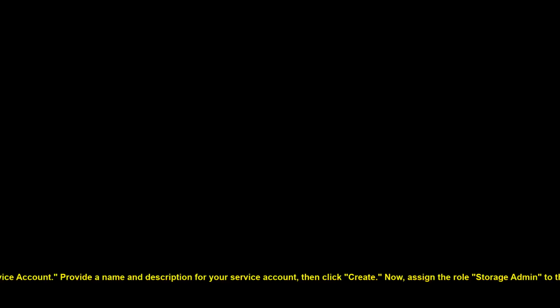Now, you'll need to create a service account for script access. Navigate to the IAM and Admin section in the Google Cloud Console. Select Service Accounts and click on Create Service Account. Provide a name and description for your service account, then click Create. Click Done to finish creating the service account.